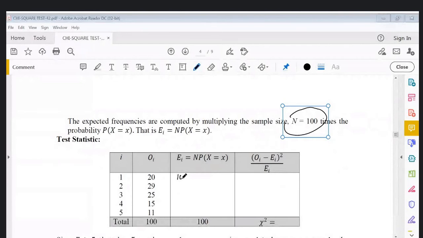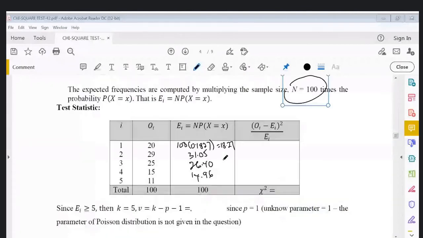We can get 18.27 for this one. The second we can get is 1.5. The third is 24. The fifth is 14.96. The last one is 9.32.